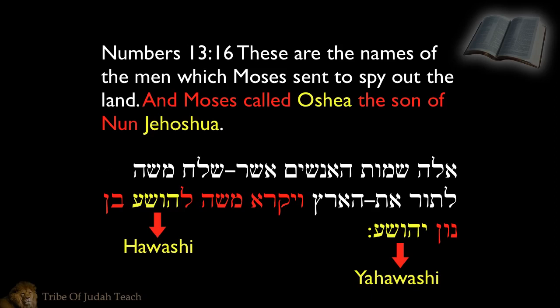So he changed his name from Hawashai, salvation, to Yahawashai, he is salvation, meaning Yahweh is salvation. That is the name of the only begotten Son, Yahawashai. He had the same name as Joshua. Now let me say this again one last time.